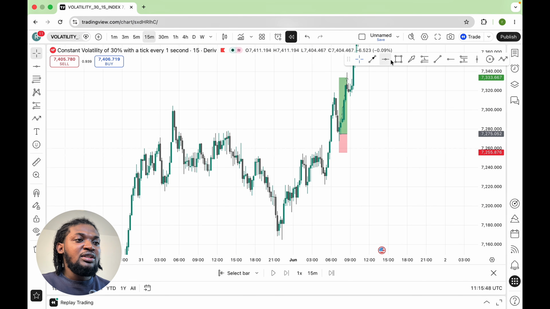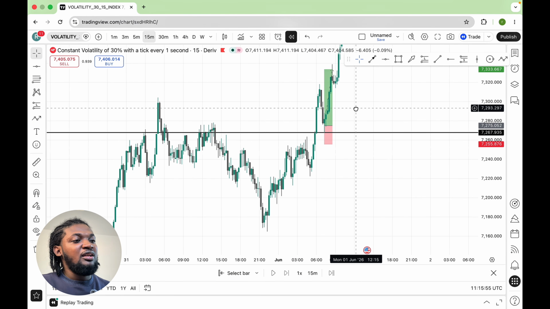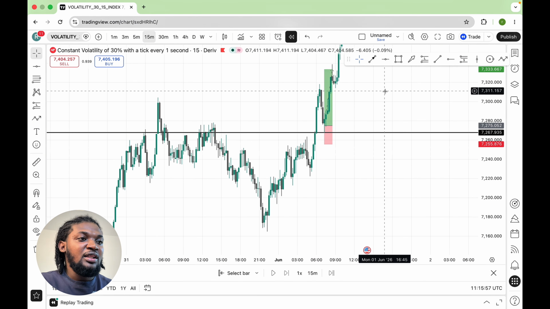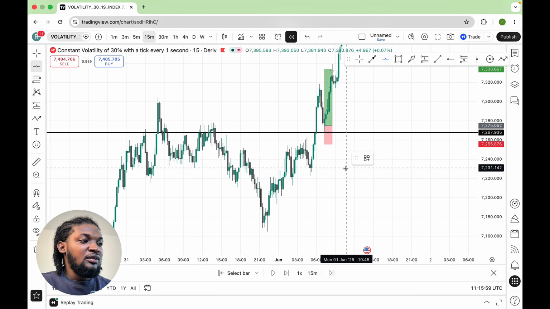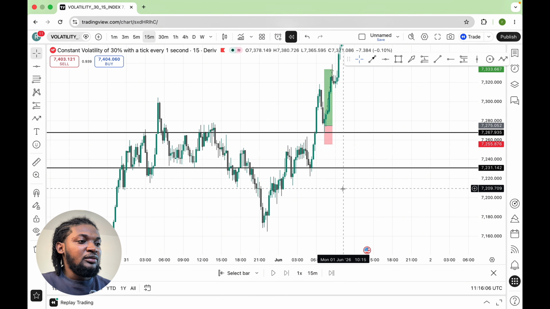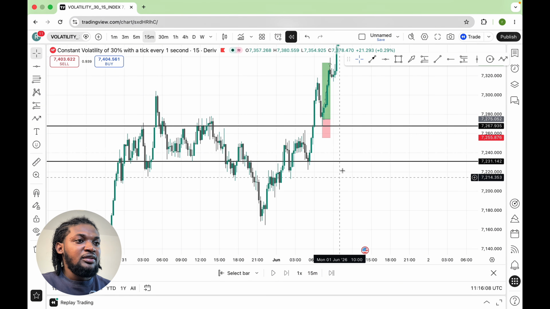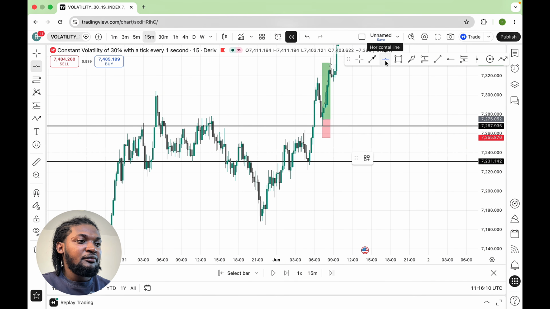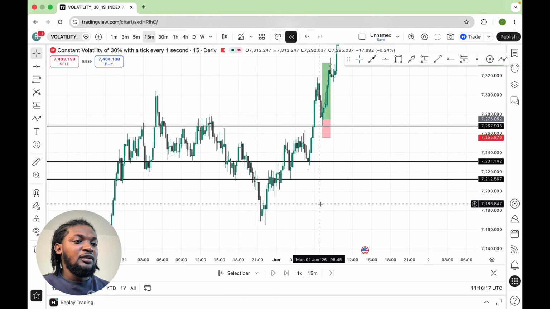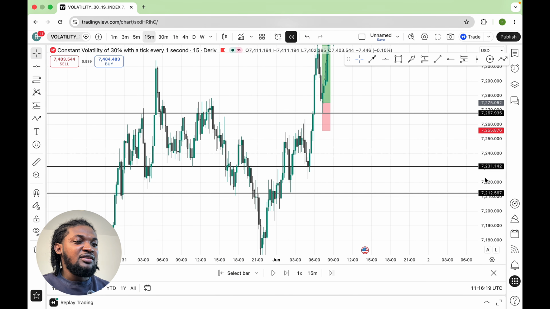So you can see I'm going to take my horizontal line and mark out this particular level. You know what? Let's mark out some levels we see here. I'm going to mark out this level too. I think this level looks great. Good. And this one too. Yeah. Good. So you can see I've marked out some levels.